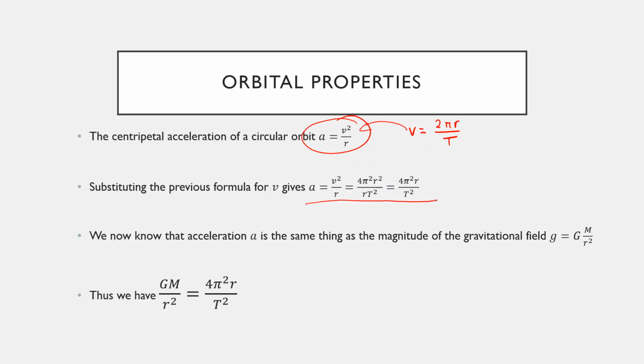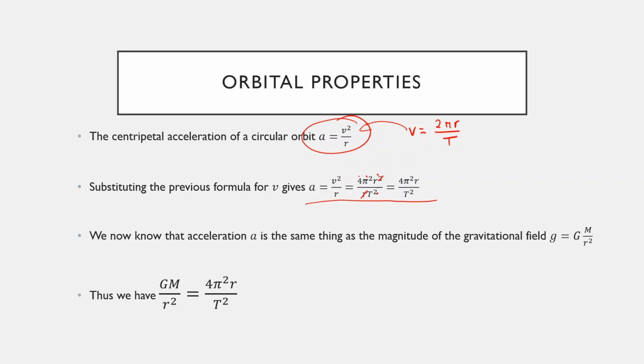So v squared, that's like saying (2 pi r over T) squared. 2 squared is 4, pi squared is pi squared, r squared is r squared, T squared is T squared on the bottom there, but it's multiplied with that r because there's already an r in the bottom of your fraction. Notice that you can cancel that r on the bottom with one of the r's on the top, leaving you with a equals 4 pi squared r over T squared.